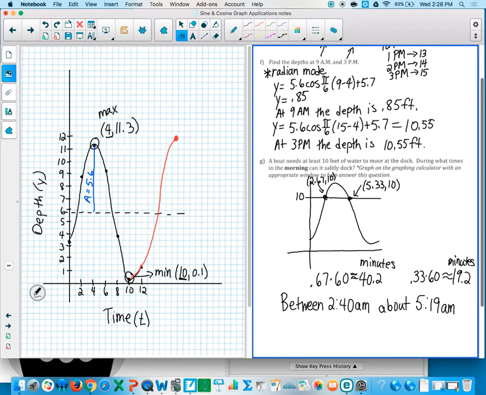Because right after that, it's going down. After at like 5:20, it's probably going to be a little bit below. And again, these are your morning times between those 2 times.